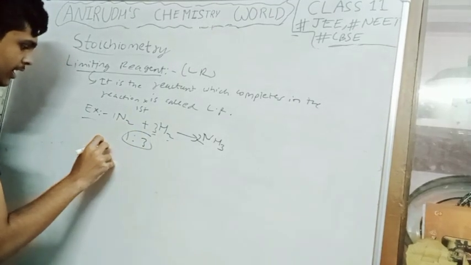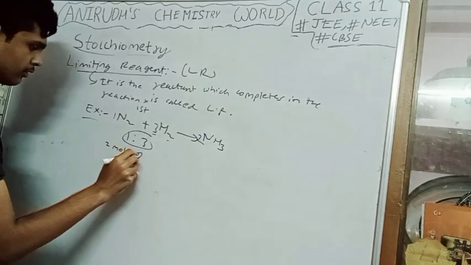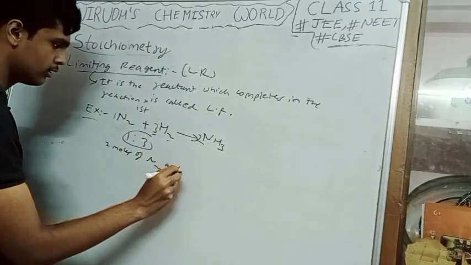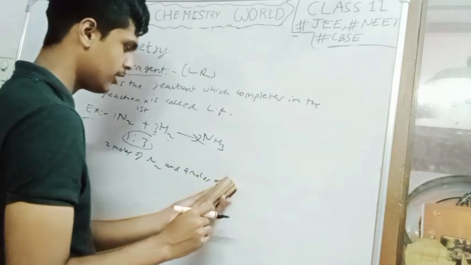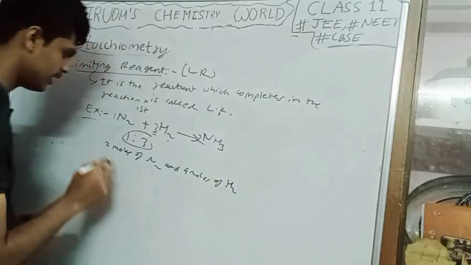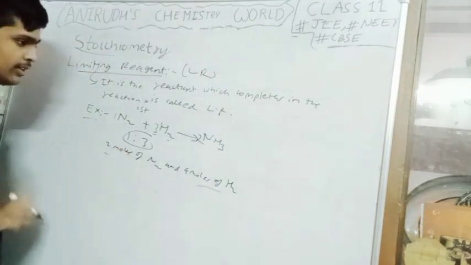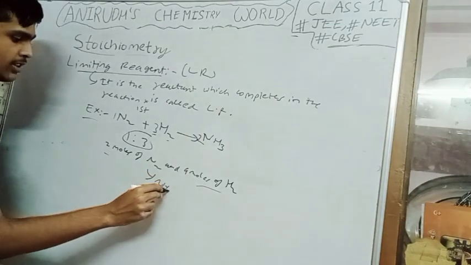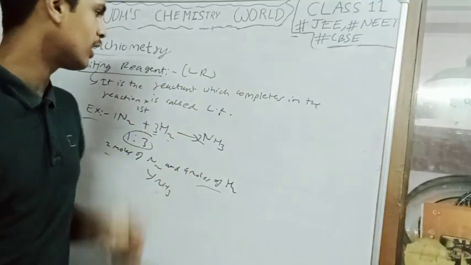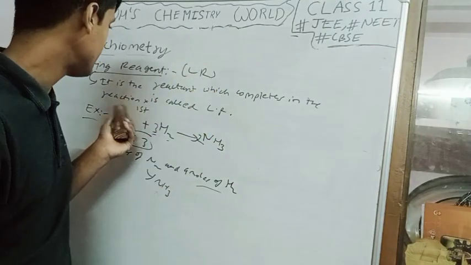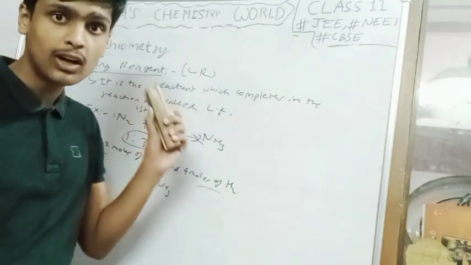Now, if I give you 2 moles of N2 and 9 moles of H2, this is an example given in your NCERT only. You are forming NH3 using these. Which will complete first in the reaction? The one which is going to complete first is called the limiting reagent. So which is the limiting reagent?